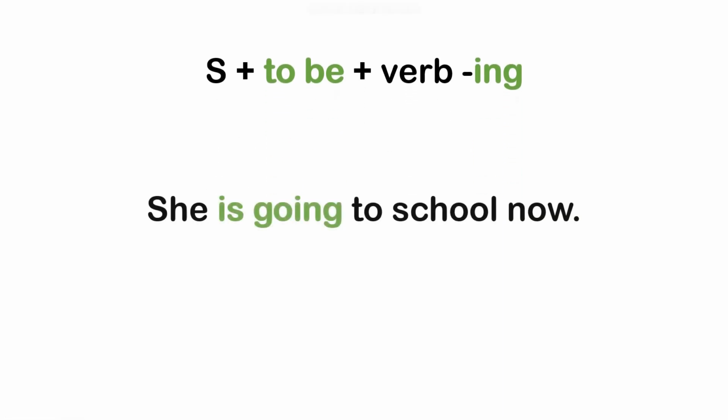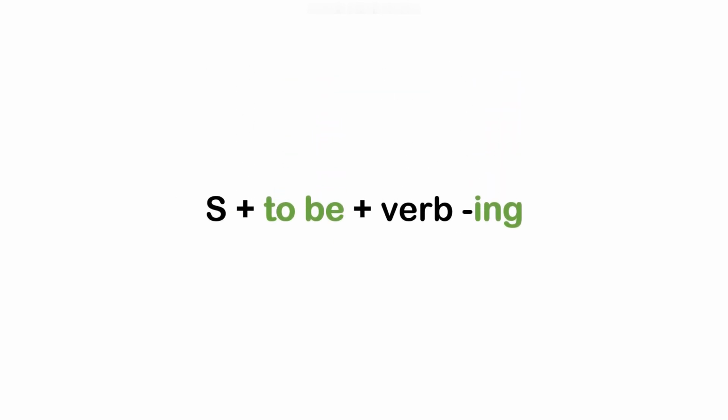See this example. She's going to school now. The verb to be does not have any meaning in the sentence. It is here only to help us build this tense. So, subject plus to be plus verb plus ing.